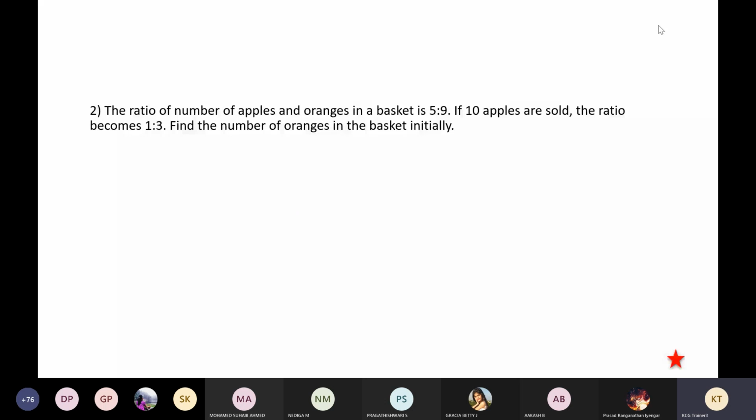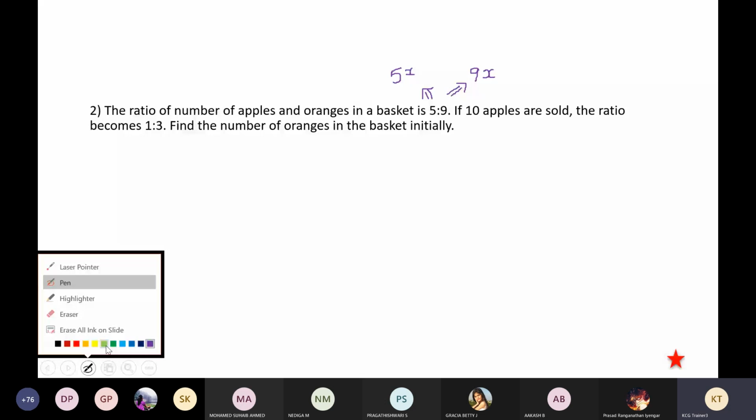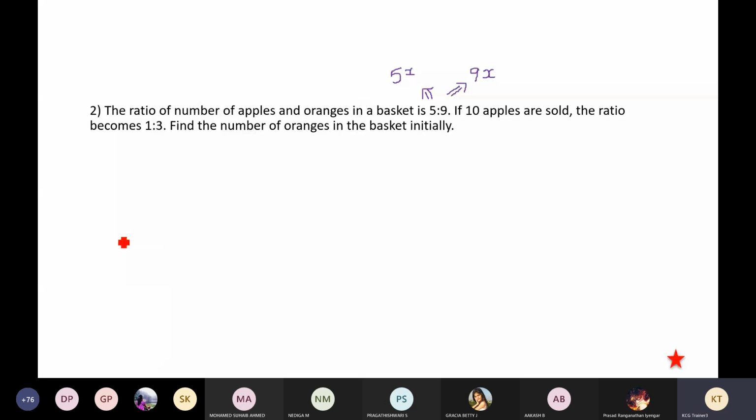Okay, so guys, listen here. The ratio of number of apples and oranges in a basket is 5:9. So initially, I'm going to assume that there were 5x apples and 9x oranges. And after some time, what happened? It seems 10 apples were sold.